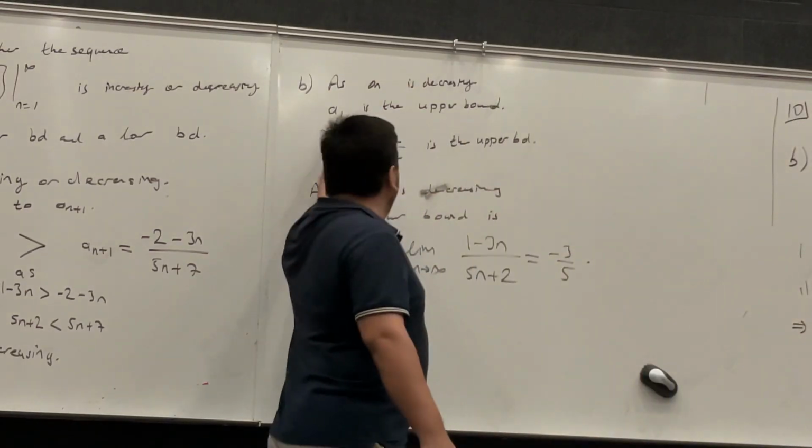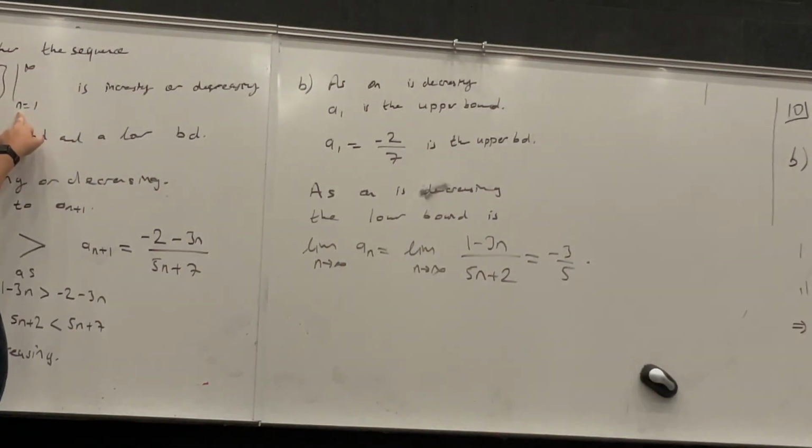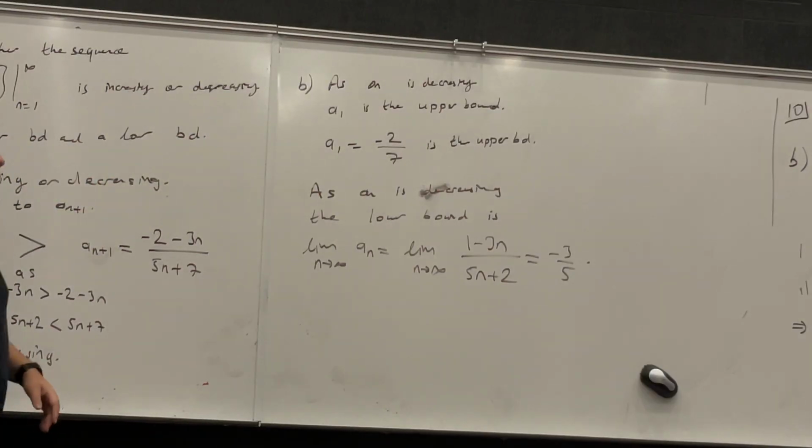So A1 is the upper bound because the sequence starts from 1. If the sequence is starting from 3, A3 is going to be the upper bound. It became minus 3 over 5 because only the n's remain in the limit. So what is the coefficient of n? It's minus 3 over 5. Very good question. Thank you.